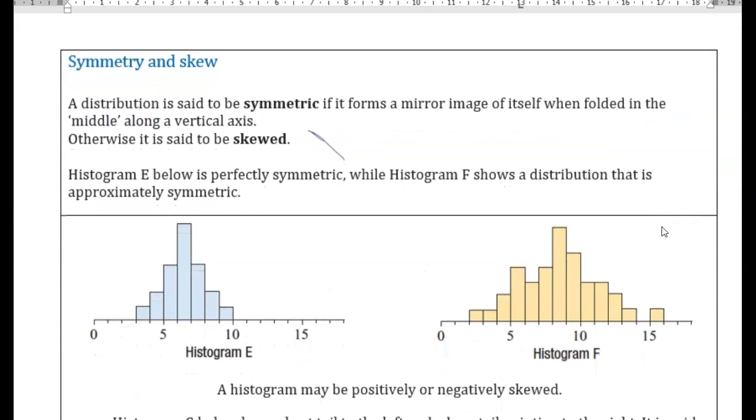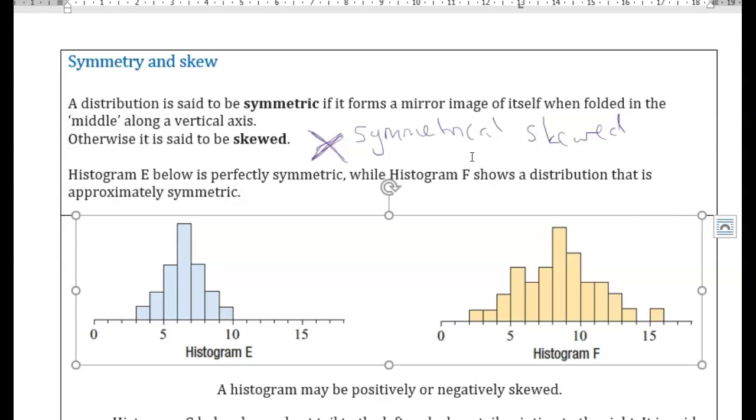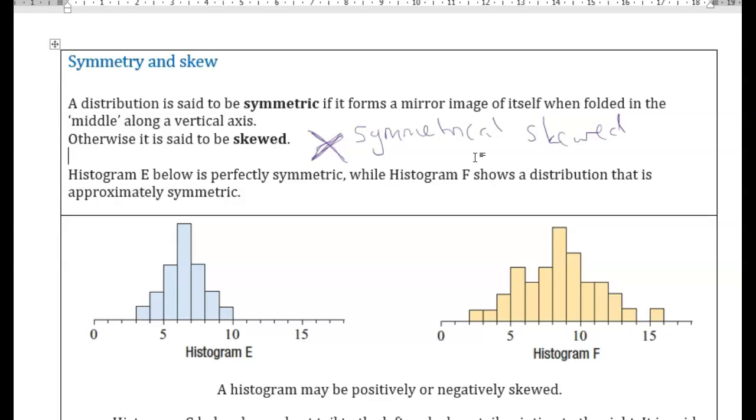Okay, got one line on my cross. This is a big no-no. Do not say symmetrically skewed. Okay, what's that called? An oxymoron? Okay, when two things are opposite. It can't be symmetrically skewed. It's one or the other.